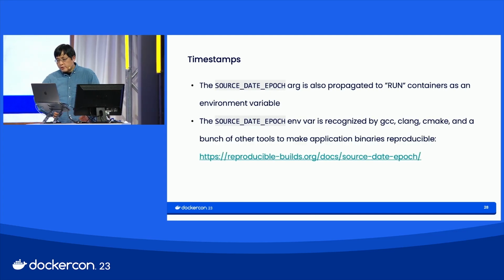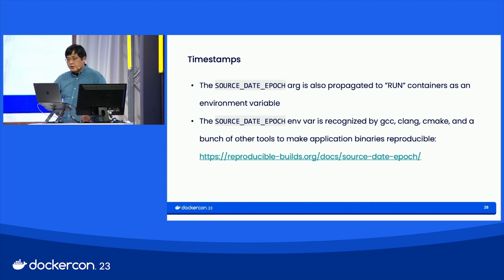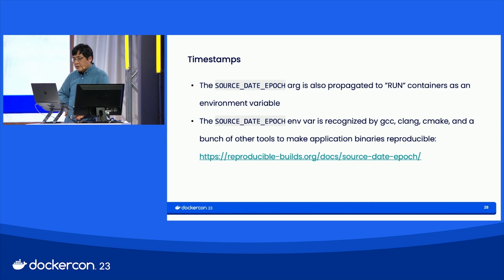And the SOURCE_DATE_EPOCH argument is also propagated to containers as an environment variable, and it can be consumed by GCC, cron, CMake, and a bunch of other tools to make application binaries reproducible. You can see reproducible-builds.org for the details about GCC, cron, CMake, and a bunch of other tools.